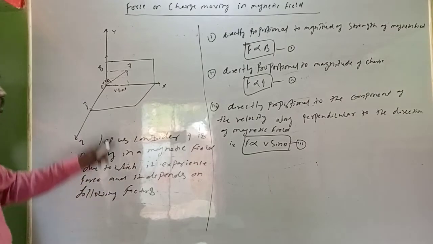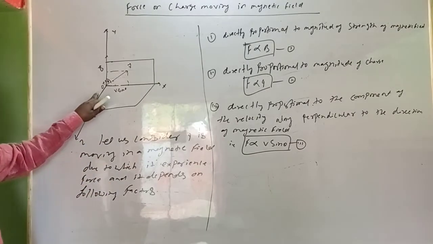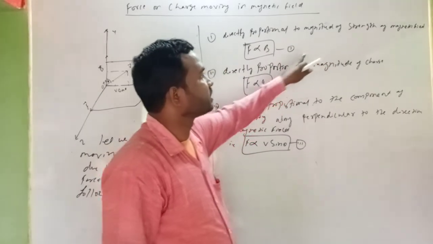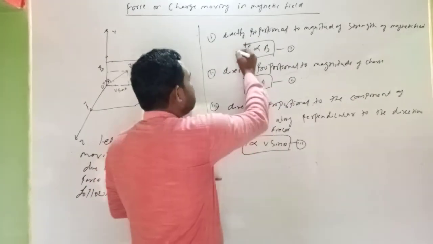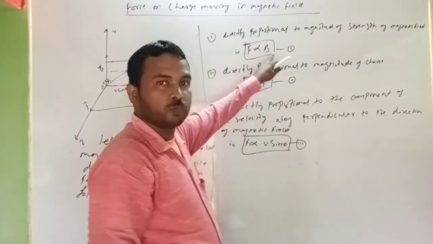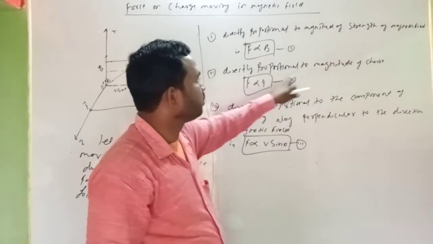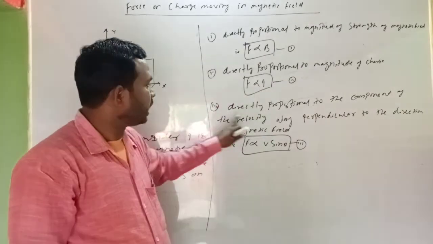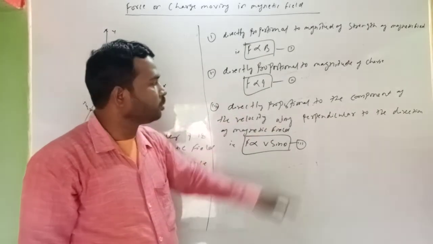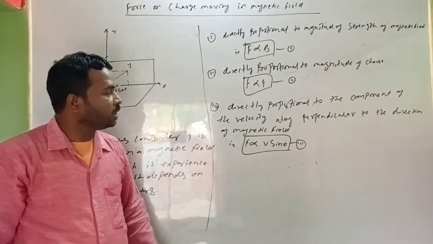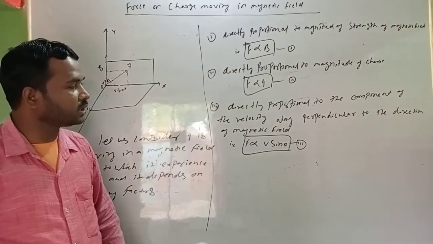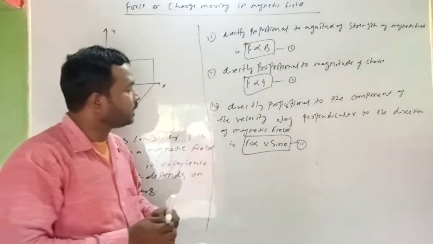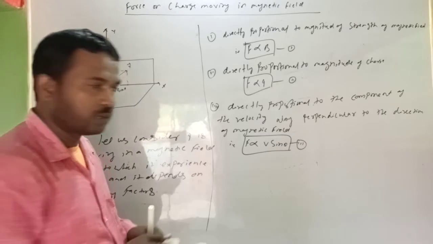According to this movement of the charge, we have three equations. First, directly proportional to the magnitude of the strength of the magnetic field, that is F directly proportional to B. Another, directly proportional to the magnitude of charge, that is F directly proportional to Q. And one more, directly proportional to the component of velocity perpendicular to the direction of the field, that is F directly proportional to v sin theta. Now we have three equations, we can combine them.